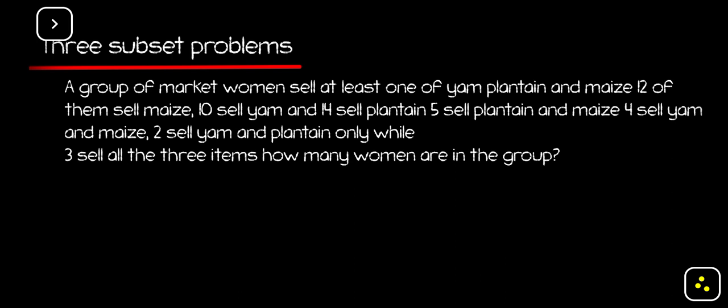So take note of this. We're looking for how many are in the group. How do we find that? Let's bring out the parameters first. Now I advise you to do that first when you are solving a three subset problem. Bring out the values that are useful.